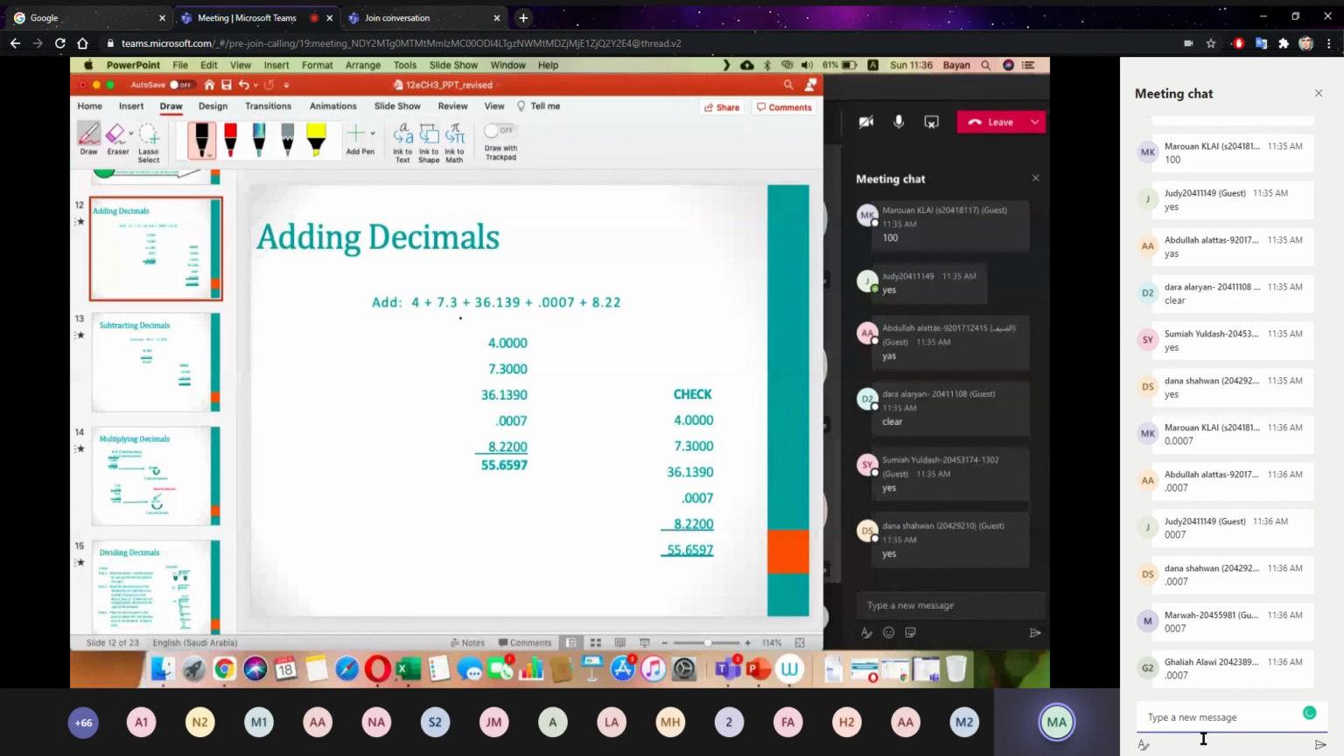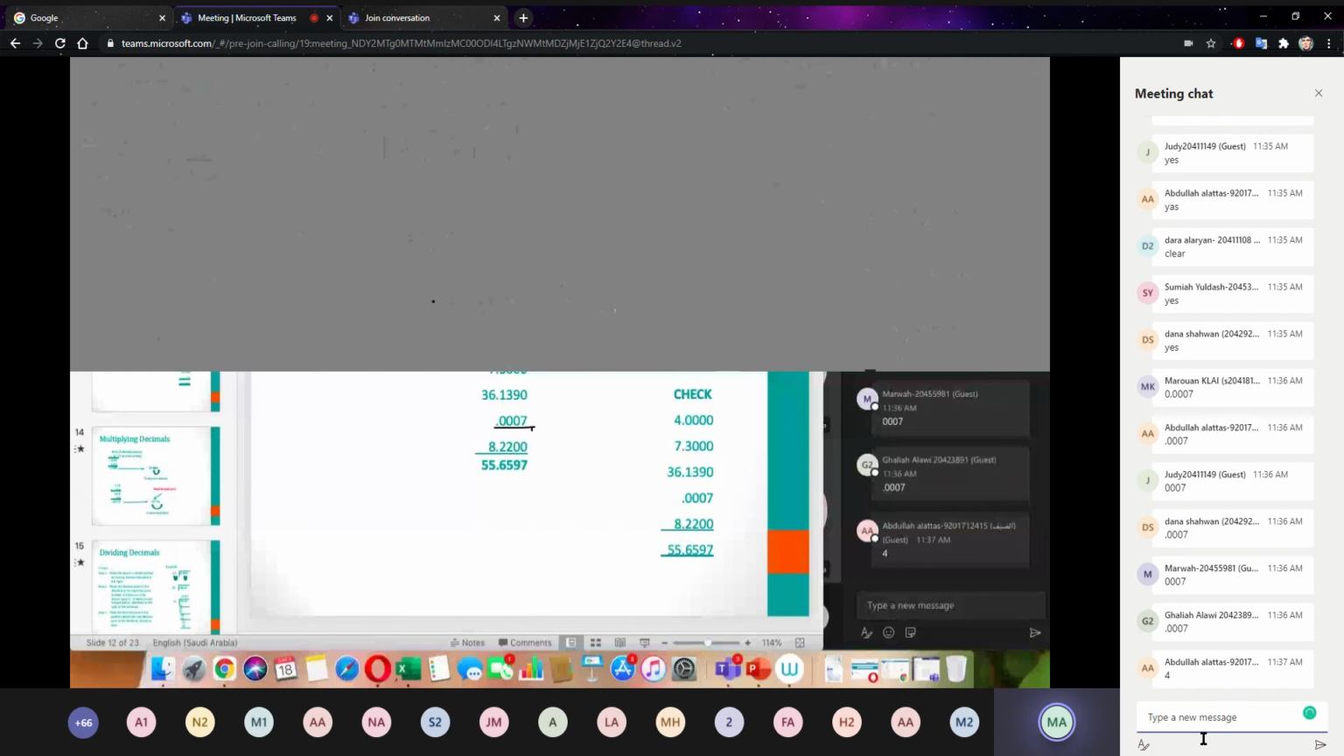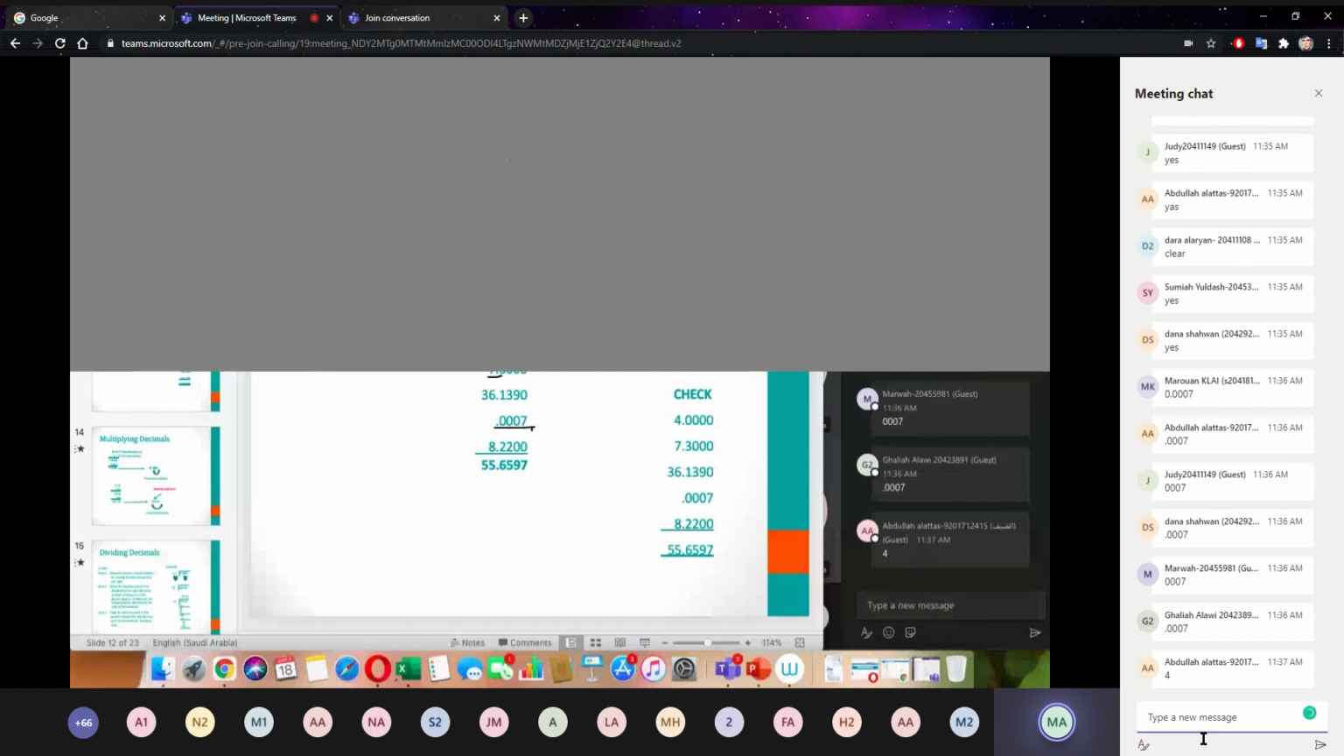So we're gonna start with the first one. Here, how many values in right? We have 4 values in the right. So we're gonna add for each one 4 values in the right. Here we have 4, so we will have 4.0000, 4 zeros in the right. Here we have 7.3, so we have 7.3. Then we're gonna add 3 zeros to have 4 places in the right.